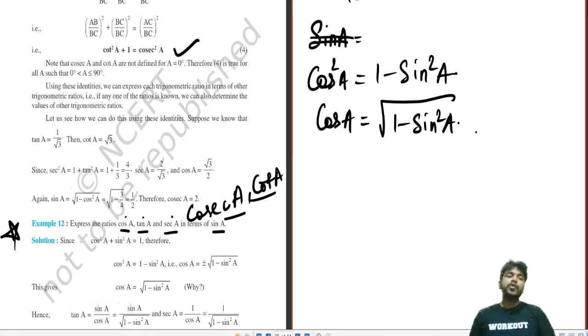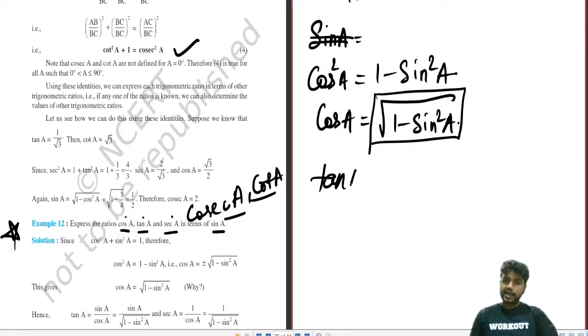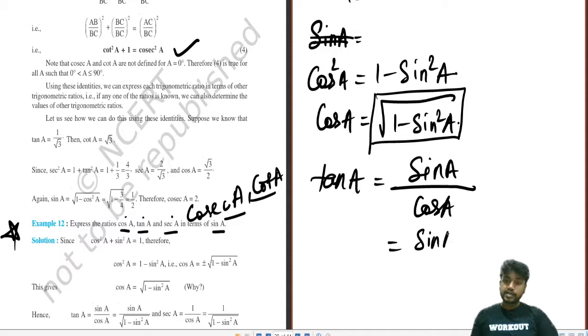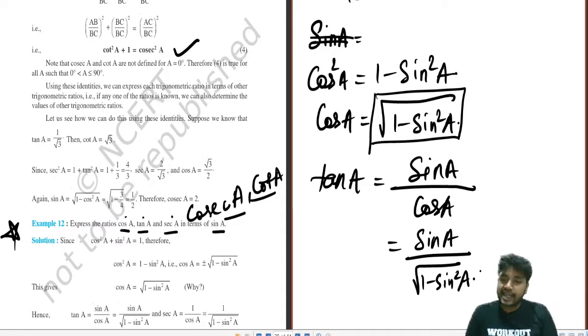If we look into it very carefully, we are asked to express cos A. We are writing it as cos A, but the language is in sin A. Look into it very carefully. We are expressing cos A in terms of sin A. Now, how can you write tan A? Tan A is equal to sin A by cos A, but we have to express it in terms of sin A. So we can write cos A as the square root of 1 minus sin square A. So this is basically tan A, but the language is sin A.